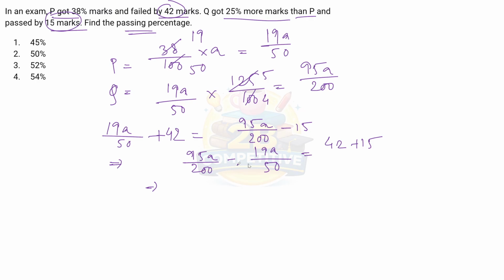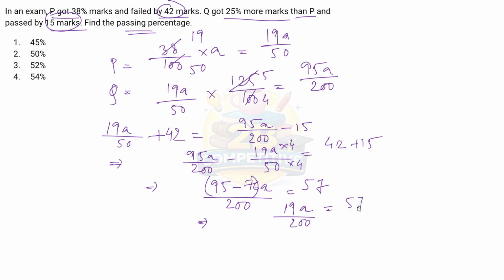200 is the denominator, so multiplying this by 4, this will be 95 minus 19 into 4, which is 76. So 95 minus 76 is 19A by 200, equals 42 plus 15, which is 57. So 19 into 3 is 57. So A is 600. So total marks is 600.